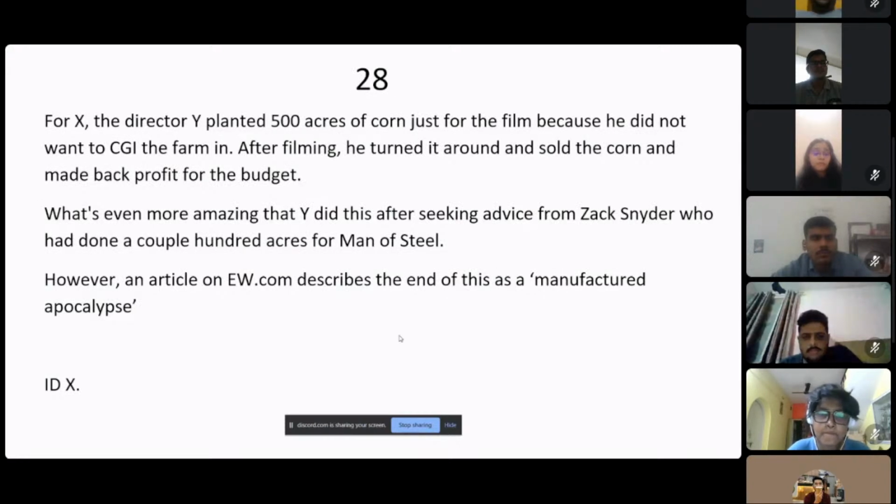This is direct to P4, right? Yes. For X, the director, Y planted 500 acres of corn just for the film because he did not want to CGI the farm in. After filming, he turned it around and sold the corn and made back profit for the budget. What's even more amazing is that Y did this after seeking advice from Zack Snyder, who had done a couple hundred acres for Man of Steel. However, an article on EW.com describes the end of this as manufactured apocalypse. Identify X.